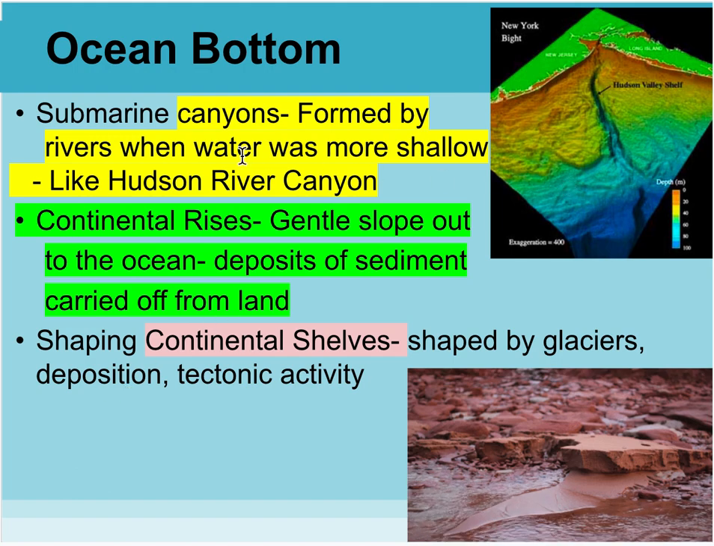So for an example of a canyon that is now covered up by ocean, but it wasn't, in New York they have the Hudson River Canyon, which is a really obvious place that goes very deep, but it's just now covered up by ocean. And then an ocean rise is a gentle slope that comes up out of the sediment and onto land.